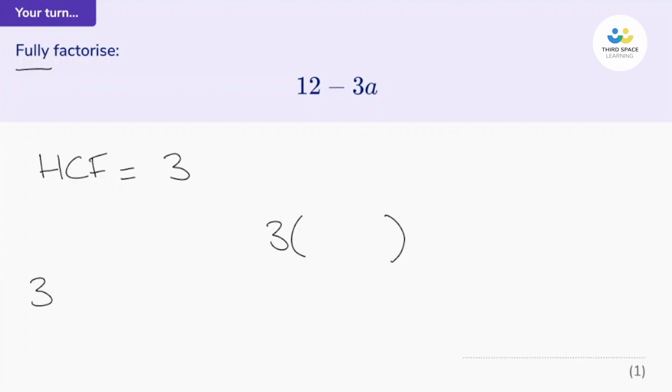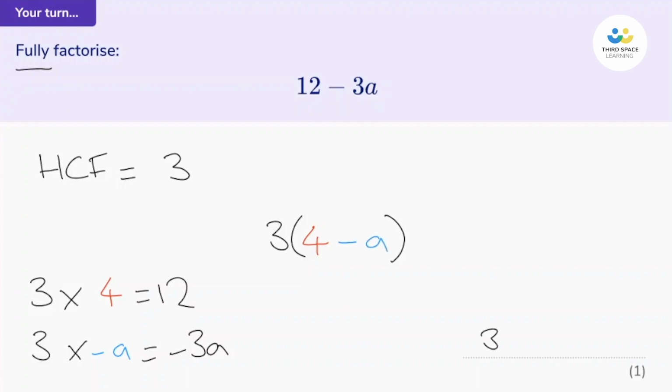Now, we need to think about what will go inside the brackets. So 3 multiplied by something is 12. Well, that something is just 4. So we can put a 4 there. And then in a similar way, 3 multiplied by something is negative 3a. Well, that's just going to be negative a. And that can go there. And there we go, fully factorised. So let's pop that on the answer line so it's really nice and clear.